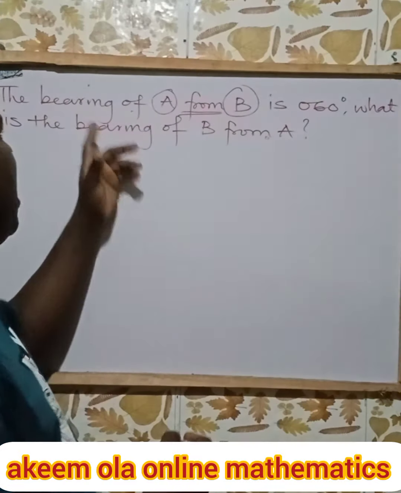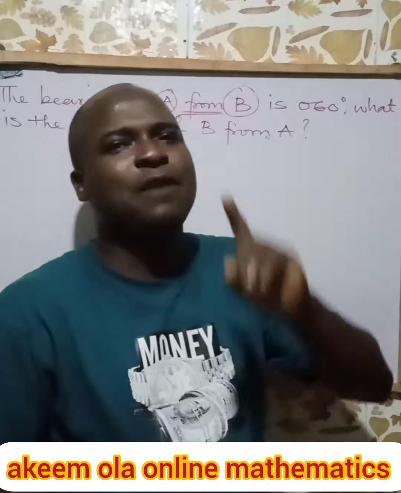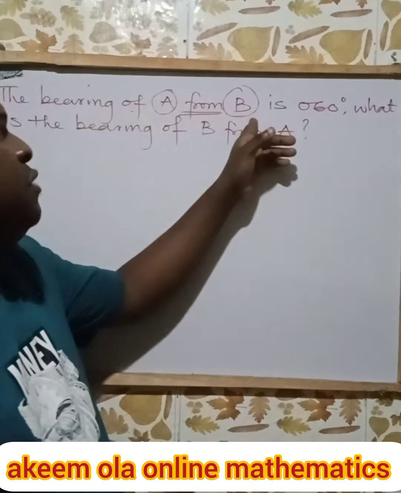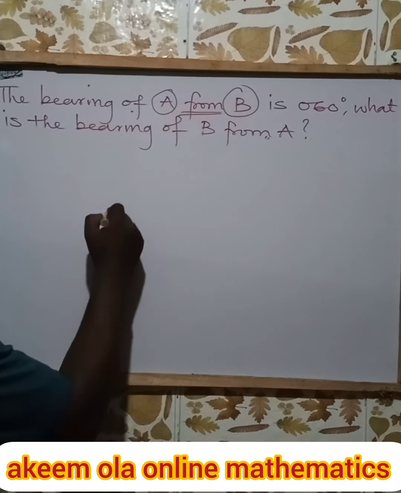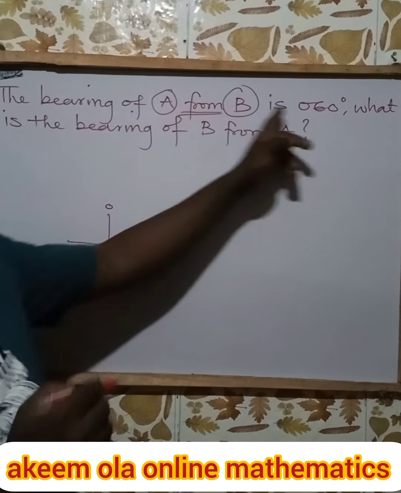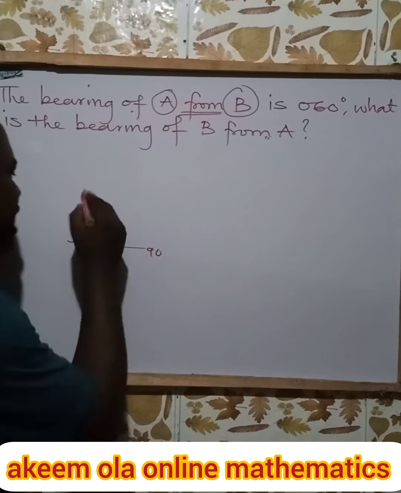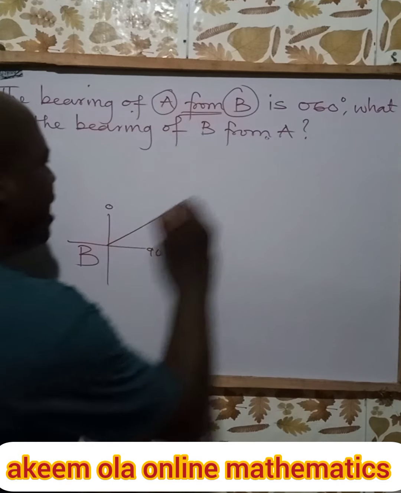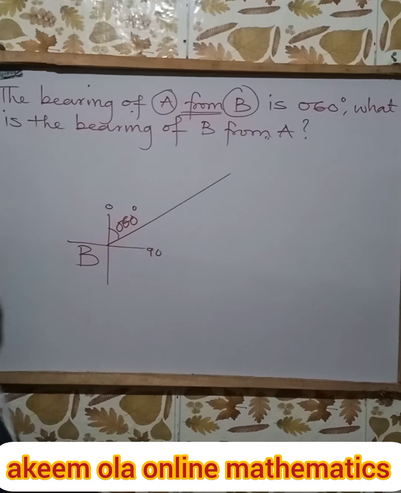As you can see, we have the bearing of A from B. So I'm going to start by drawing the cardinal point for body B. For my body B now, I am going to have something of this nature. This is my starting point. 60 is always between 0 and 90. So here I am going to have my B. 0 and 90 will be here, so for my 60, here I am going to have my 60 degrees.